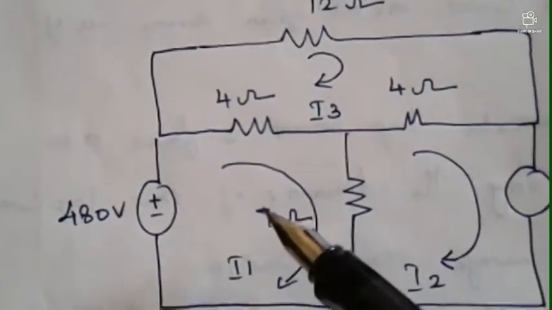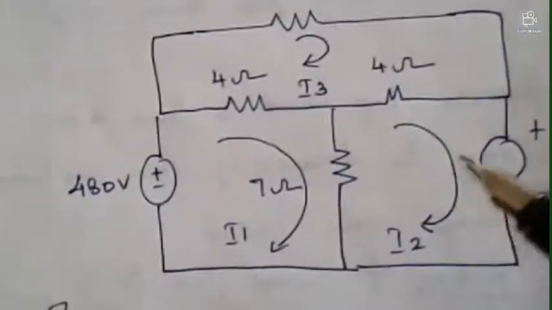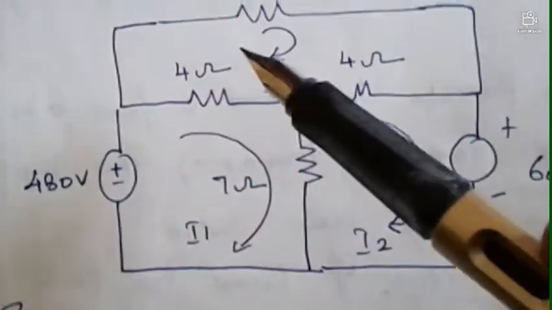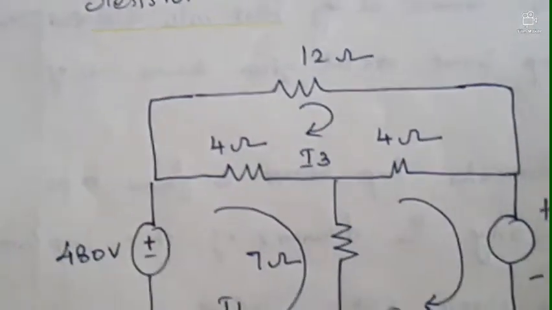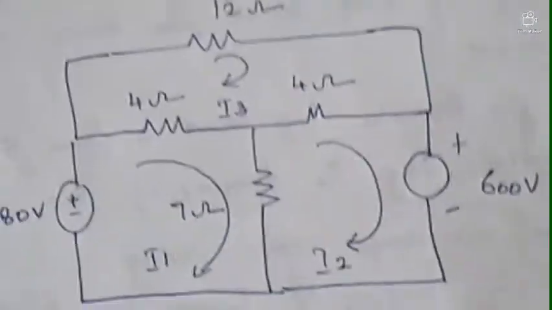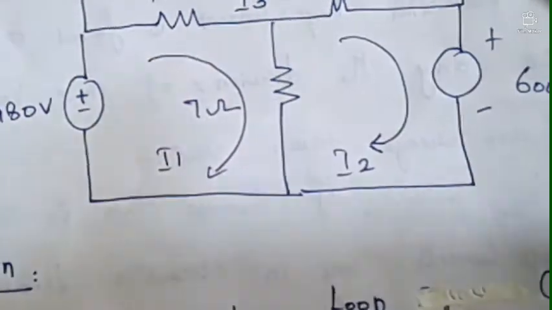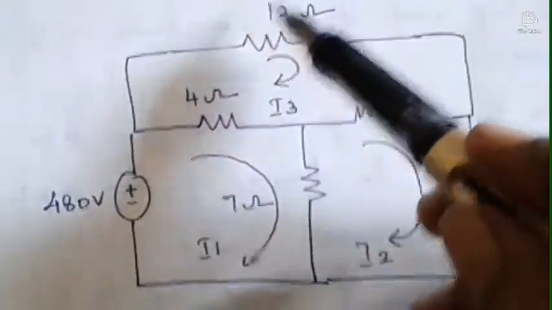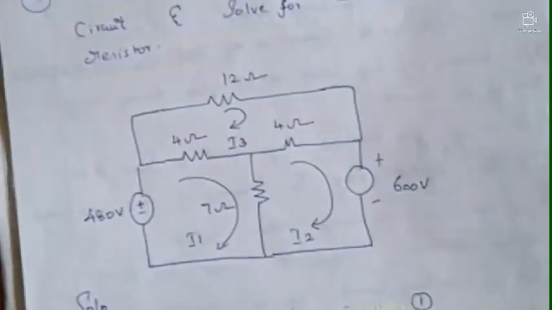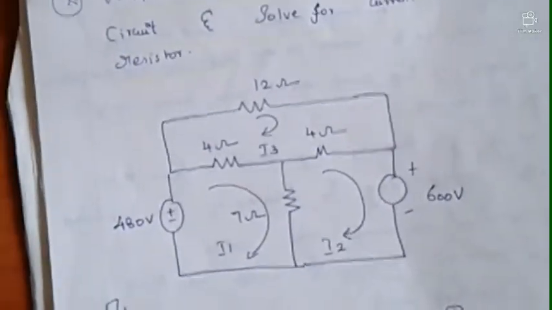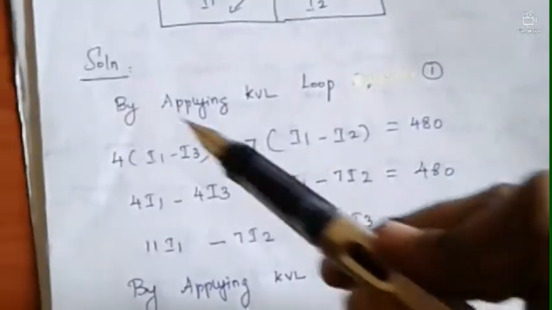We consider this as loop number 1, this as loop number 2, and this as loop number 3. So now we have to write loop equations for these 3 loops, and find the current in this 12 ohm resistor. That is also what we need to find. Now we'll see how to apply the loop analysis method step by step.